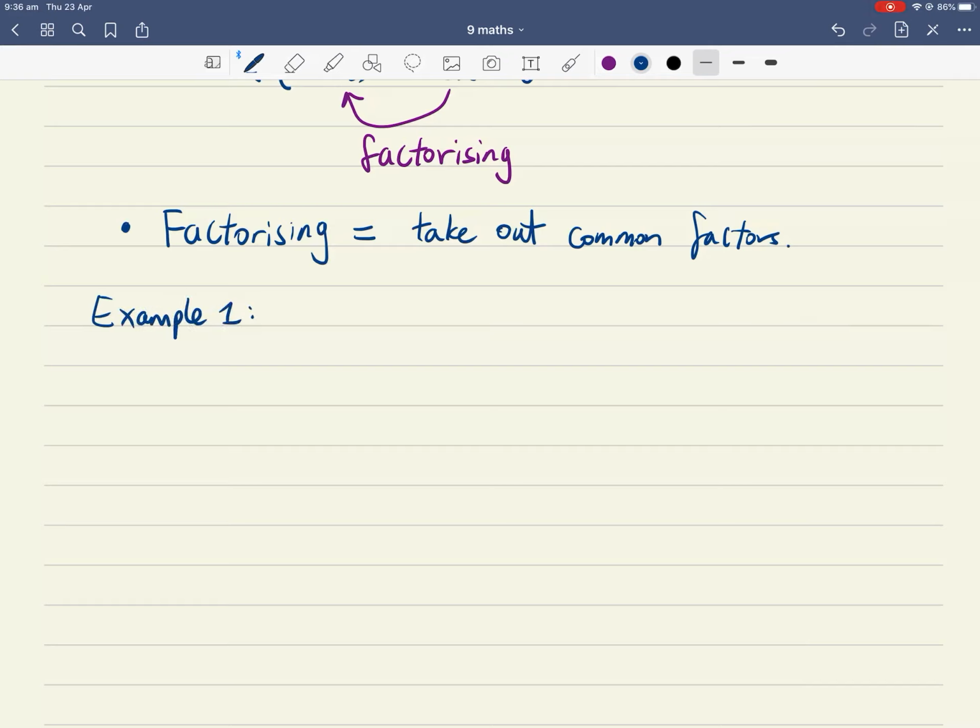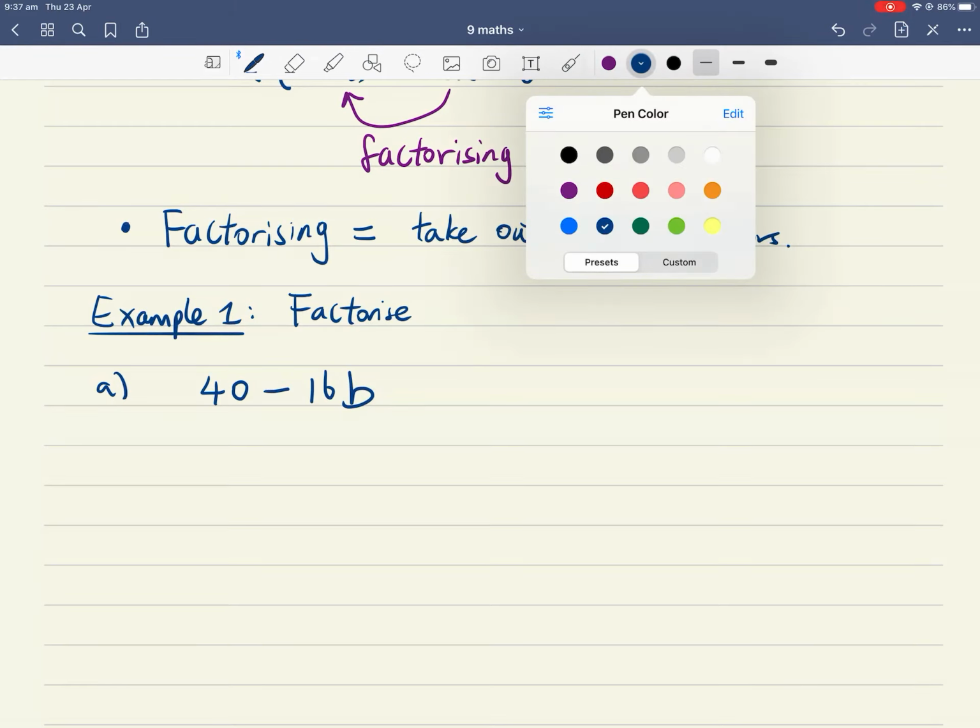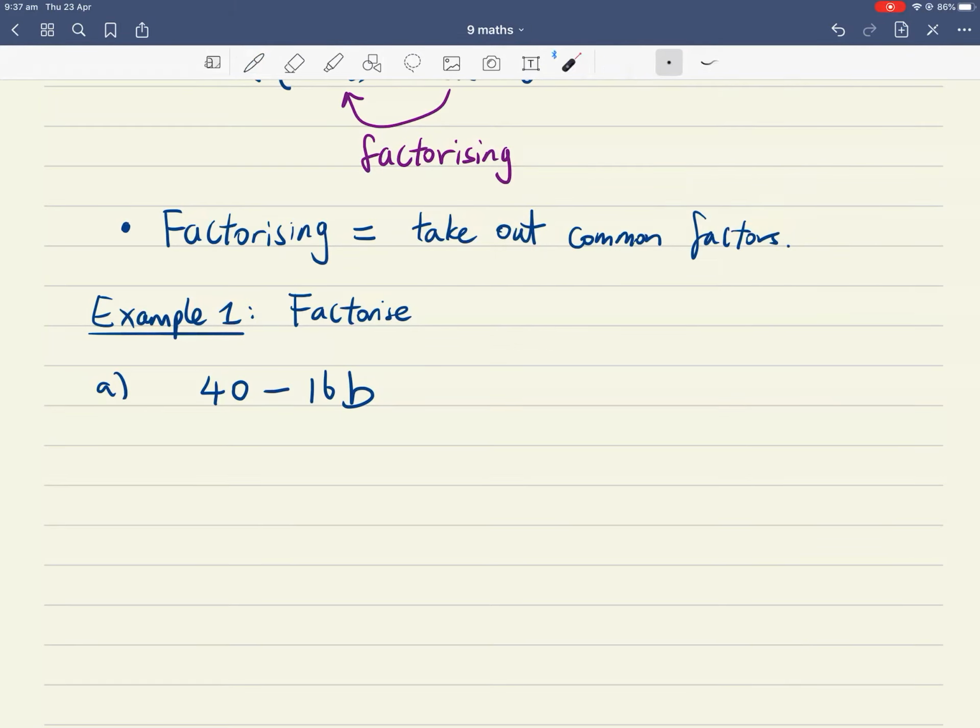So example 1 says factorise. So the verb, the doing word, is to factorise. Part A, let's factorise 40 minus 16b. Okay, so you're looking at this question and you're going, okay, first identify how many terms are in this expression. So you've got 40, that's one term, and negative 16b, that's your second term, right? So don't forget to take the negative with the 16 coefficient, take the number, take the sign, right?